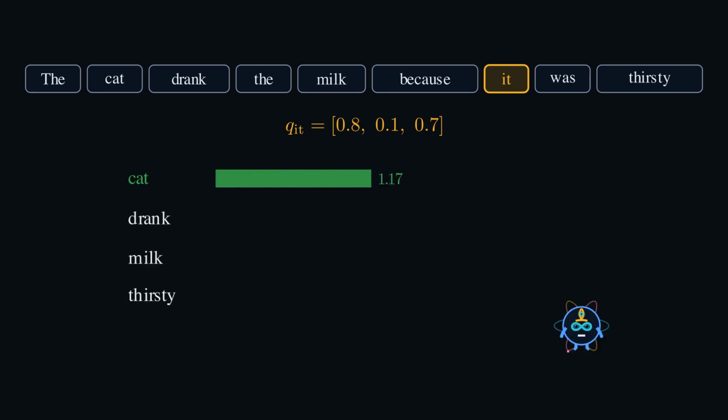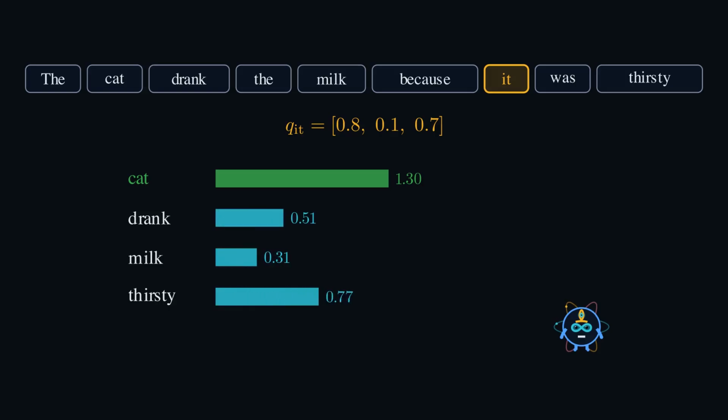Cat 0.72 plus 0.02 plus 0.56, 1.30. Drank 0.51. Milk only 0.31. Thirsty 0.86. Cat wins. So attention flows from it back to cat. The model just resolved the pronoun with the same number you watched swing between two arrows minutes ago. Attention is not magic. It is a dot product per word.